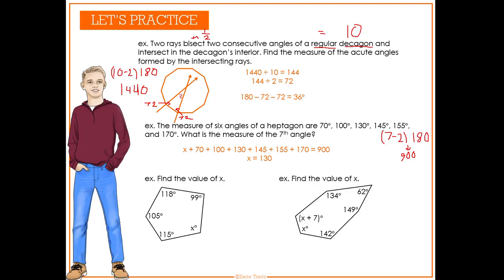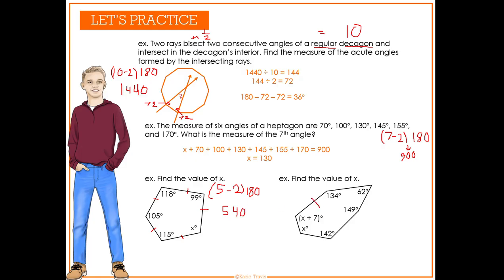Good job. Now, they give us angles inside of these two shapes here. So we have to first figure out what all these add up to. This first one has 1, 2, 3, 4, 5 sides. So we start off with our formula: 5 minus 2 times 180. 5 minus 2 is 3, and 3 times 180 is 540. So that was the total over here.